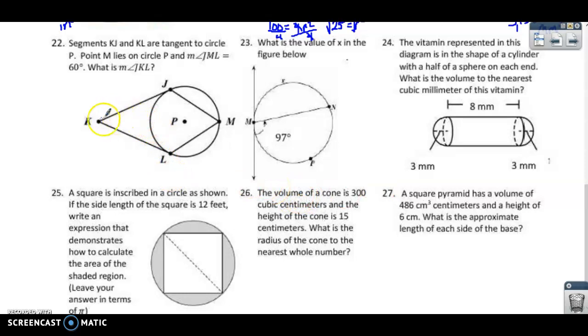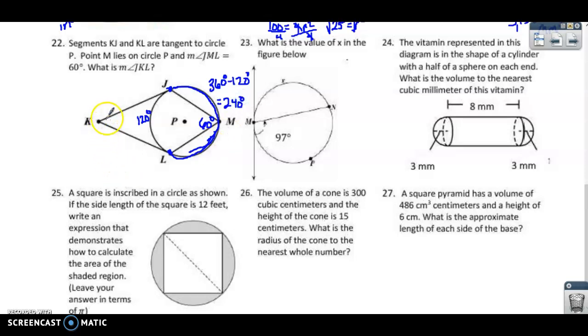Segments KJ and KL are tangent to the circle, and they're both tangent here. These are congruent segments, just to let you know. Point M lies on circle P, and the measure of angle JML is equal to 60 degrees. What is the measure of angle JKL? Well, the measure of JML, 60 degrees, that's an inscribed angle. We know this arc here is 120 degrees. So that means major arc JML is 360 minus 120, which is 240 degrees, right?